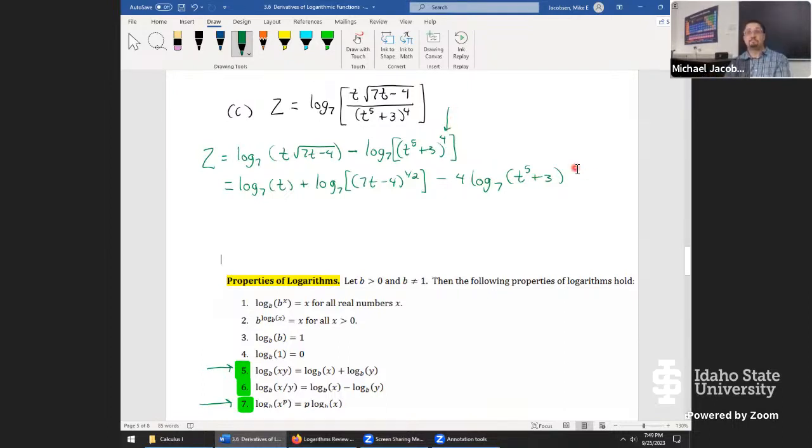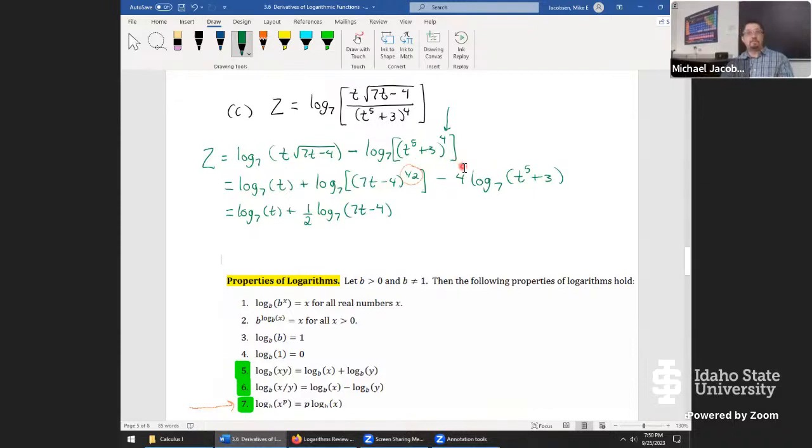Any questions so far, folks? Okay, with the way it stands, this is still a hard function to differentiate, which could be made significantly easier if we use property number 7 one more time. And the place we use it is right here. That 1/2 can also carry down and become a coefficient. So z, once and for all, in its best form for differentiation is log base 7 of t plus, let's move that 1/2 down, 1/2 times log base 7 of 7t minus 4.